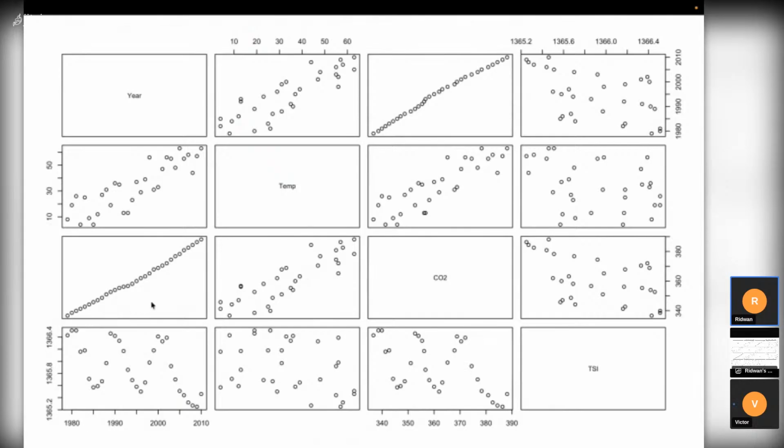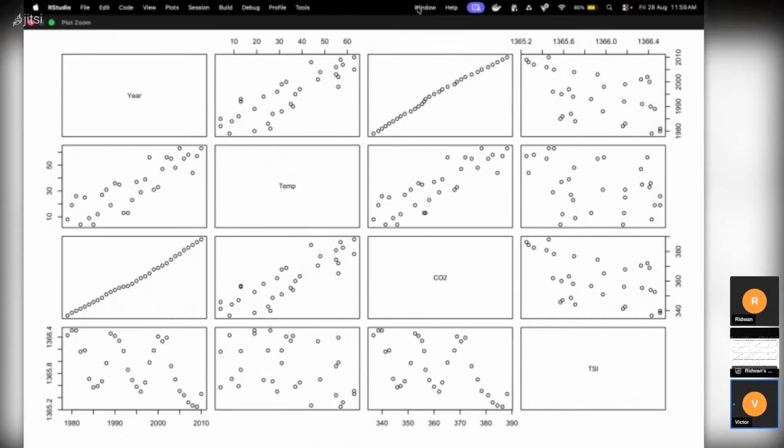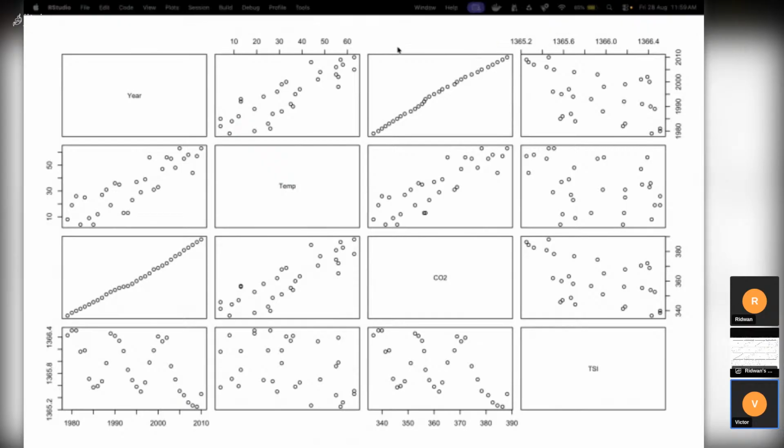If you see the one on the top left-hand side, those ones are positive, even though they are not straight, but they are moving like a straight line. Yes. This is temperature, between temperature and year. All these ones, because they are against themselves, that's why I don't see any value here.